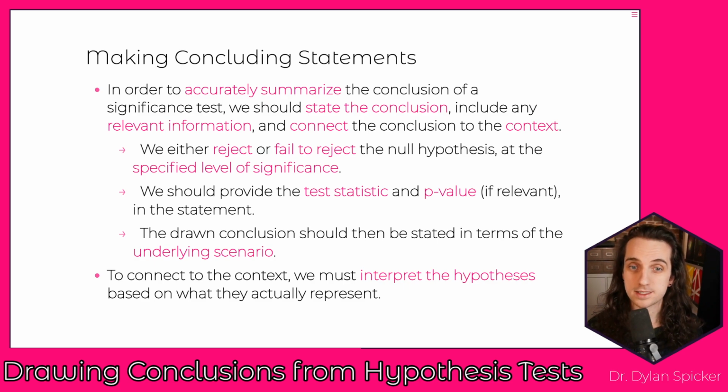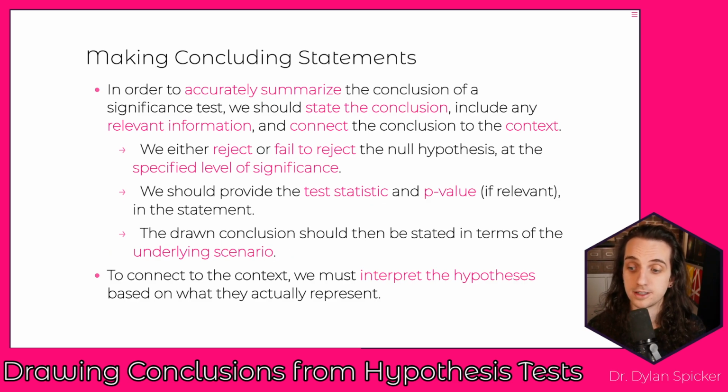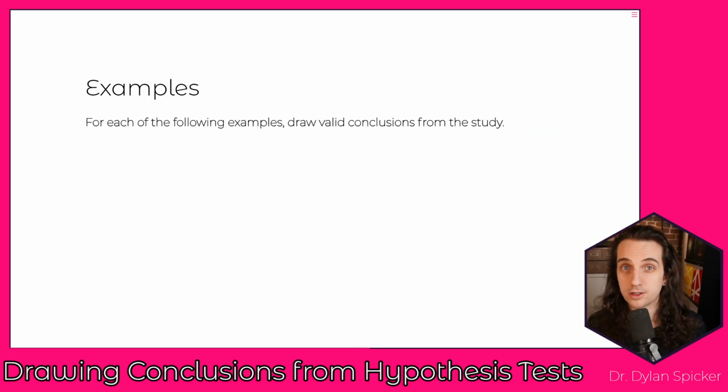Anytime you want to state the conclusion of a hypothesis test, you should be thinking about these 3 points here, right? You need to be stating, did you reject or did you not reject? Is it statistically significant or is it not? We have to provide the information that supports that, because this information is both useful for the conclusion, but it's also going to be useful, broadly speaking, for the individuals interpreting your conclusions. And then you need to be able to state what that means in terms of the actual underlying scenario. Okay, so we can walk through a couple of examples of doing this exactly.